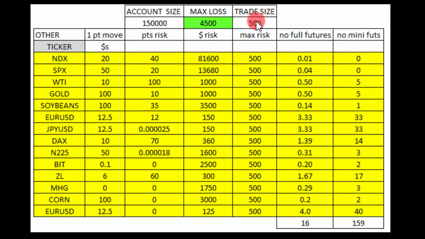And then you can see below the different markets I might trade, and I've built that max risk into the size here, which then gives me a number of full futures contracts I could use, or the amount of mini micro futures contracts I might want to use to keep to that trade size and, you know, be safe.